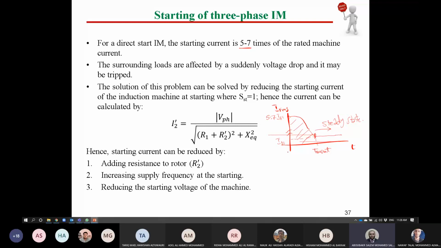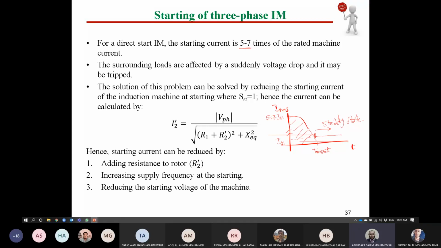Okay, what is the problem now of starting? As we said, the motor itself will be converted to steady state. It will take a few periods or a few cycles as transient, and it will be converted to steady state and the current will be reduced. So what is the problem? The problem is not with the motor itself.